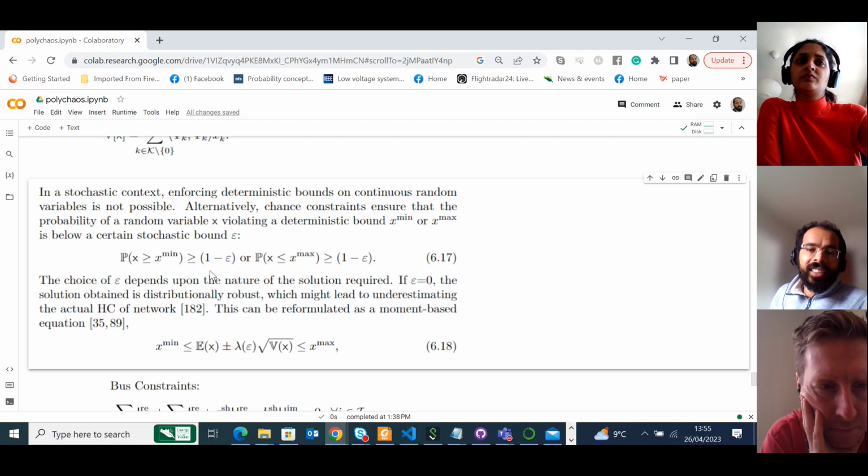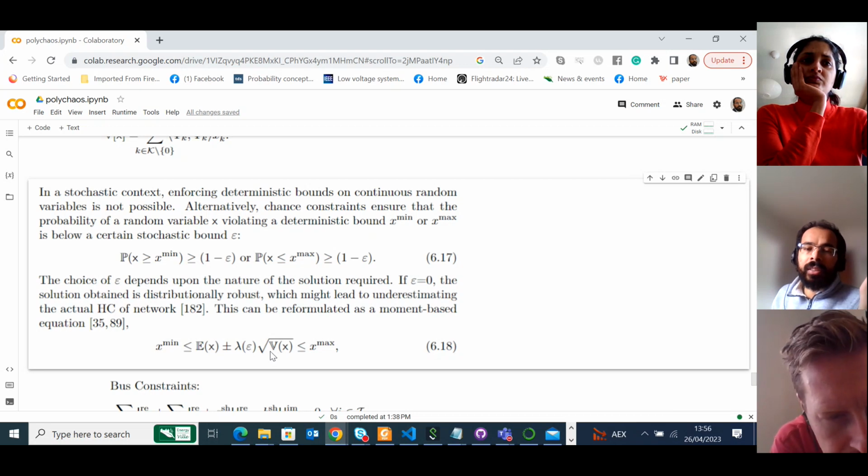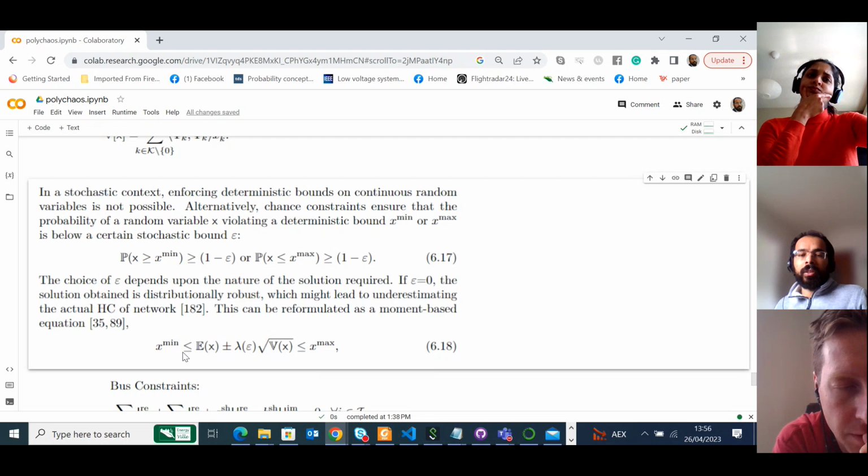It's neither linear nor convex. So what you can do is convexify it by reformulating it in terms of the mean plus or minus lambda times the square deviation. Basically, it will give the value of your C bar condition. We call it C bar, the conditional value at risk or something like that. So we try to minimize or maximize that. And this lambda is the tuning factor, which determines your chance constraint.